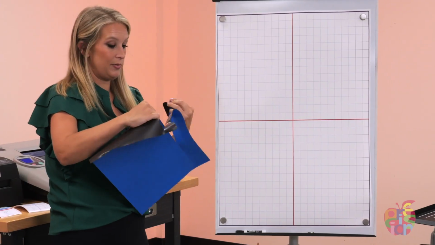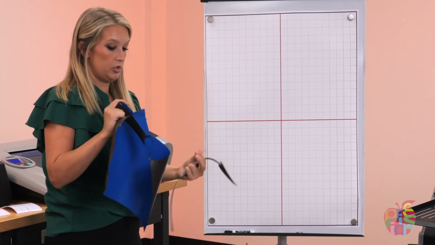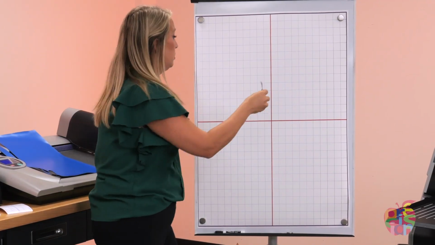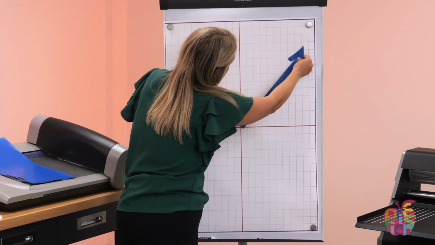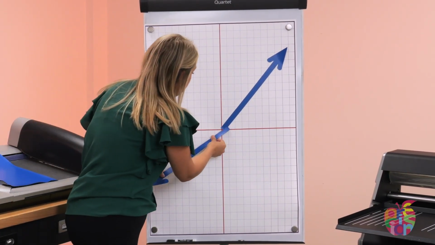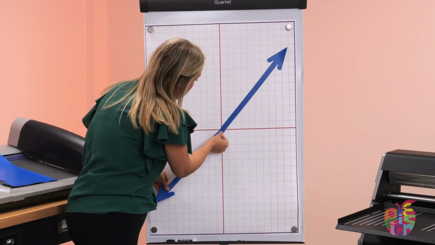All of this extra magnetic material can be reused, which is awesome because you can do a custom size instead of using the full 12 by 18 sheet. And now we have one long continuous line.